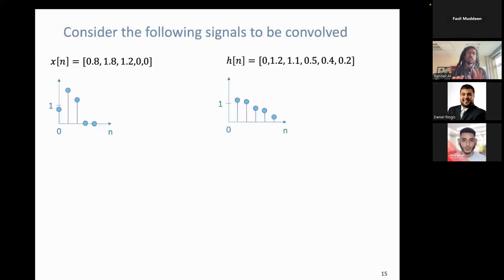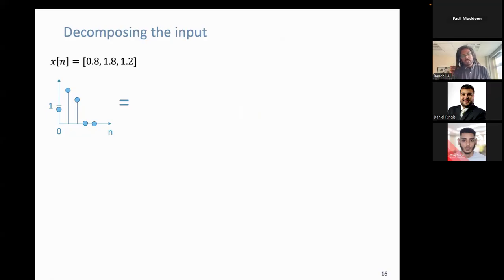Okay. Let's look at a really simple example. This is a bit of a different way to look at convolution. Let's say I have some input signal here, a really simple input signal, which has 0, 0.8, 1.8, 1.2, 0, and 0. That's my input signal, and this is my impulse response. Let's say I did some measurement on my system and was able to obtain an impulse response. And I want to convolve these two signals. Well, one way to look at this is that you can actually decompose this input into the following.